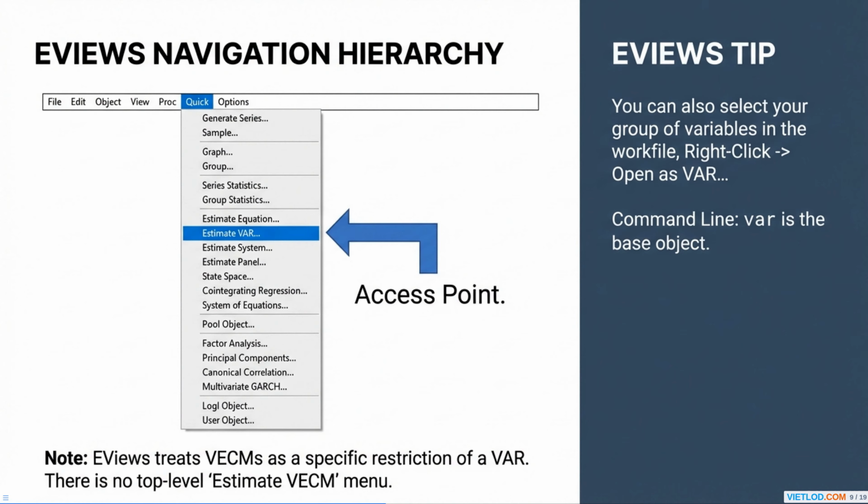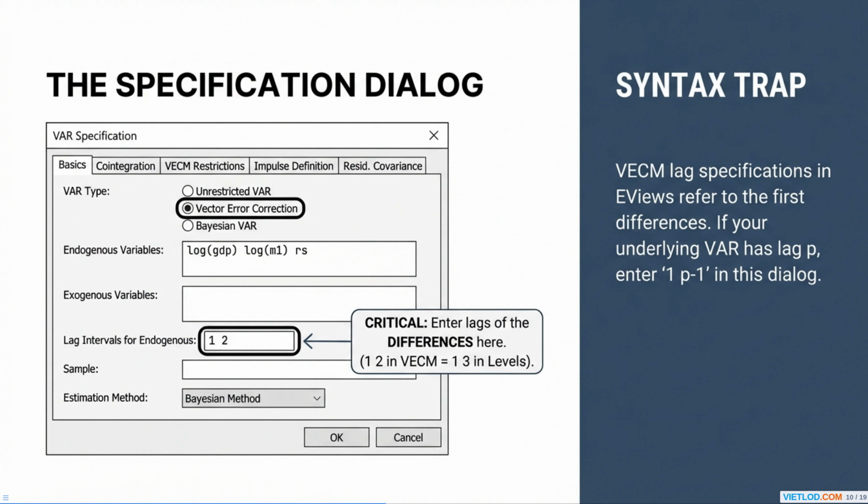On the right, there are alternative tips for initiating a VAR. You can also select your group of variables in the workfile window, then right-click and choose Open as VAR. Additionally, for those who prefer the command line, simply typing VAR followed by your variable names will open a VAR specification dialog, as VAR is considered the base object.